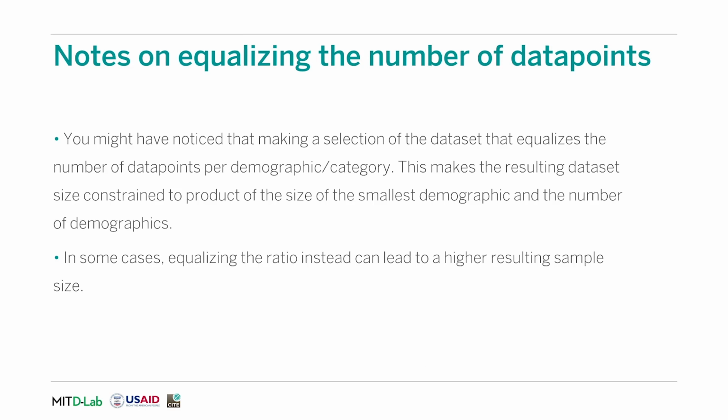One downside to this methodology of equalizing the number of data points per demographic is that the size of the resulting dataset depends on the size of the smallest demographic. Therefore, if the smallest demographic has a very small number of data points, you're going to end up with a very small training set. In some cases, you might find that equalizing the ratio instead of the number of data points per demographic can lead to a higher resulting sample size. And that's what we're going to look at in the next approach.